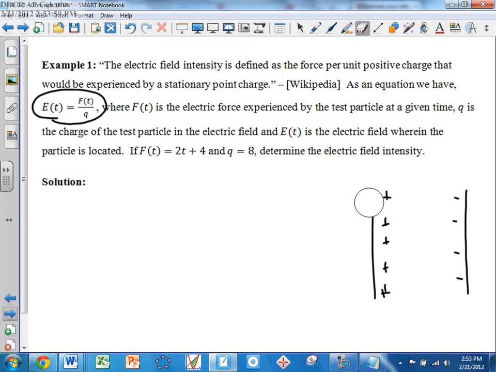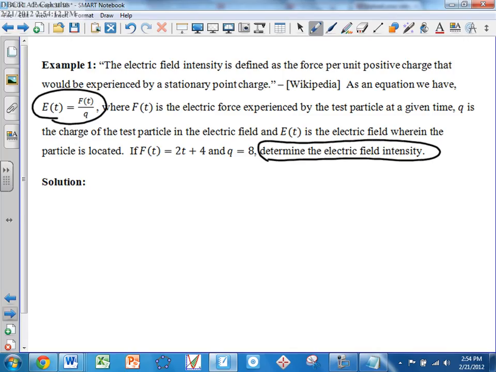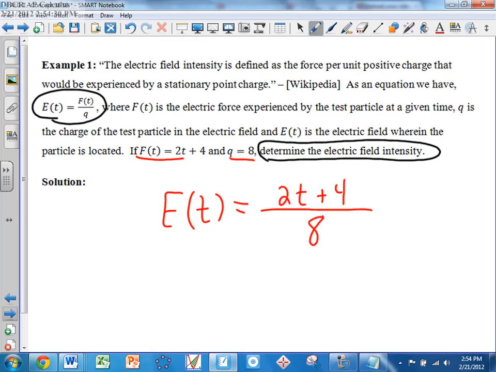So we start by looking at our formula. We're told that the electric field intensity is the force over the charge. Okay? So it says determine the electric field intensity. So figure out what E is equal to. Okay, the function E. Now, I'm given F of T and I'm given Q. So we start by just writing it. So the electric field, based on our formula, is equal to F of T, which is 2T plus 4, over the charge, which is 8. Again, there's my charge, there's my electric field.